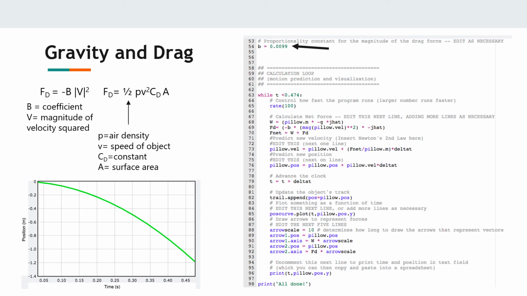So here's a look at my code that I had to make in order to include drag force within my graph. This is going to be a little more similar to the observed data that we just saw. Like I said before, the force of drag is calculated by negative b times the magnitude of velocity squared, which is technically just 1/2 times the air density times the speed of the object times the constant times the surface area. And this air resistance is really important to include because it is why the observed data looks the way that it does. I had to find that b experimentally, which I found to be about 0.0099. And this is included in the code as you see below.